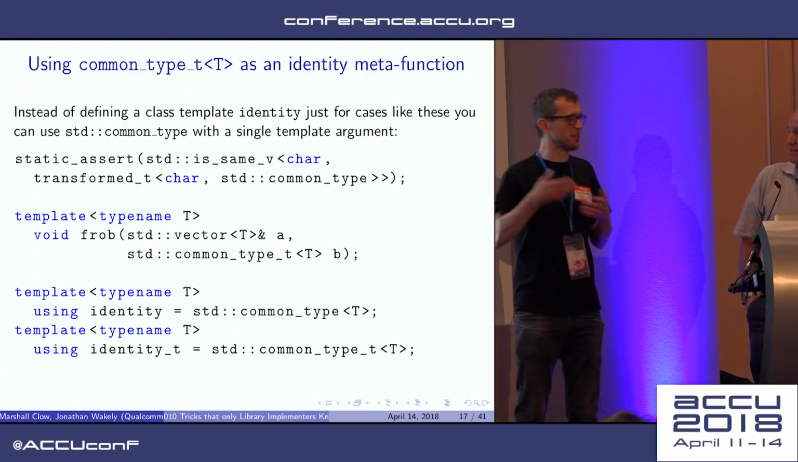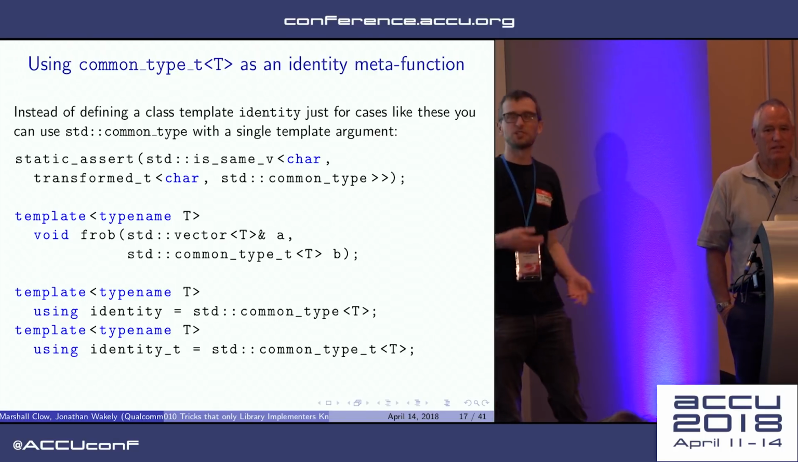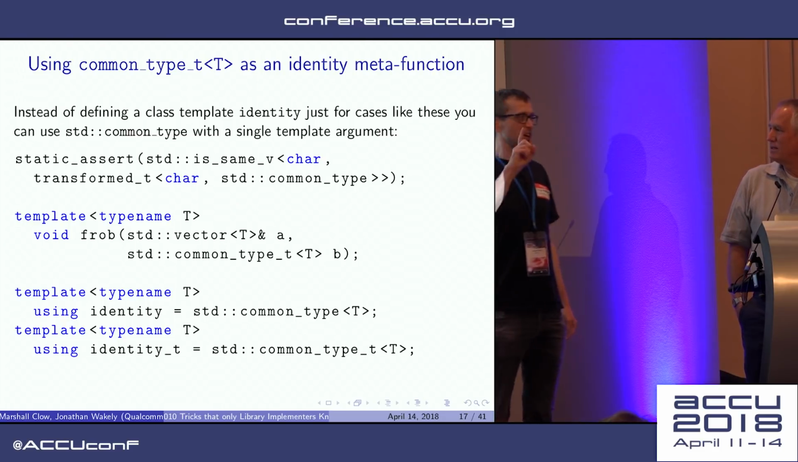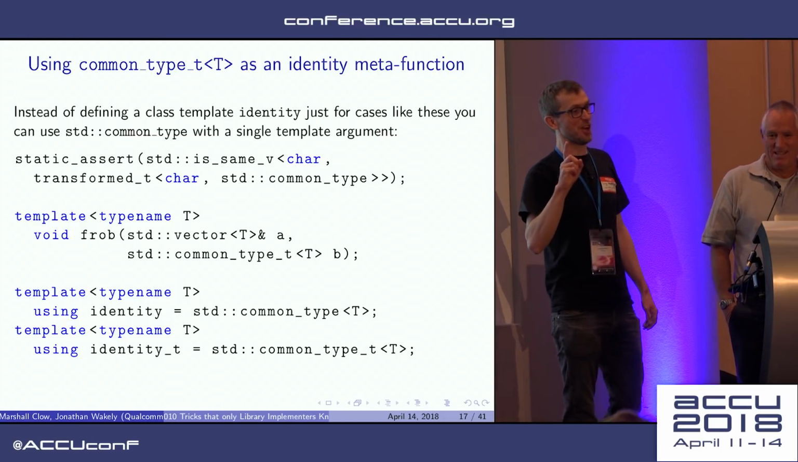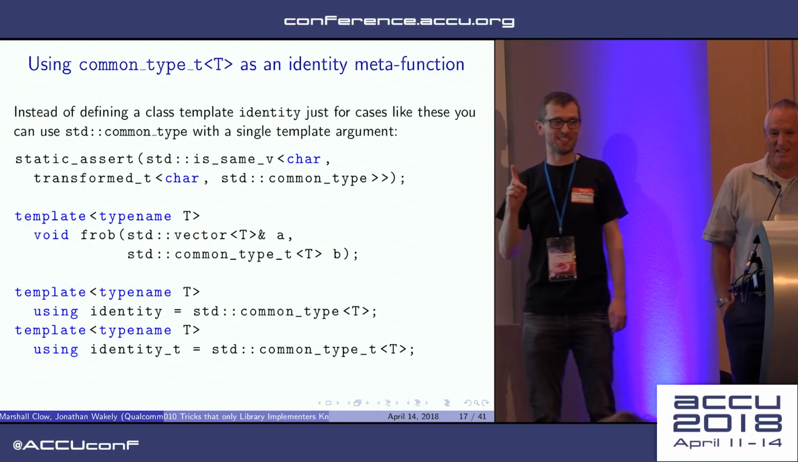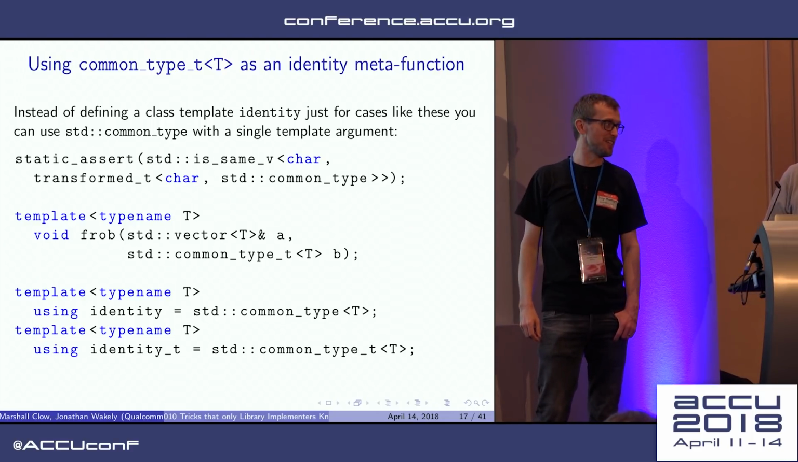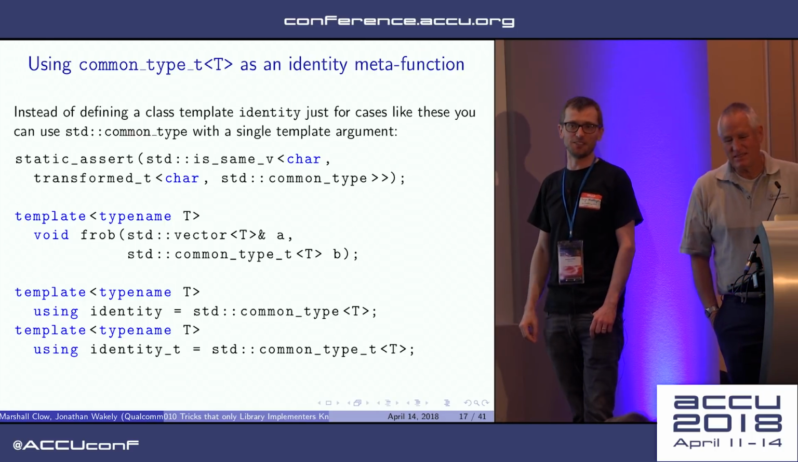An int and a long, the common type is long. If you've got a float and a double, the common type is double. The common type trait also allows you to pass in one type, and the common type of one type is itself. It's the identity transformation.